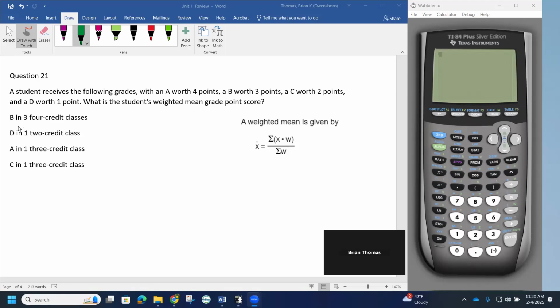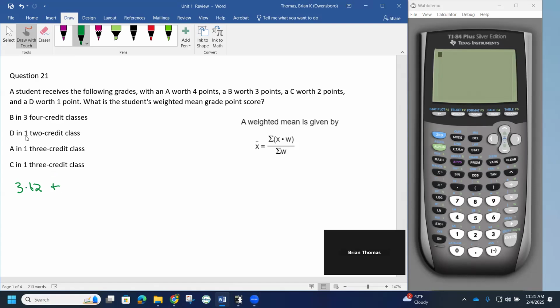So the B's are our data. We got B's and D's and A's and C's. But notice how the B, even though it's worth 3 points, if you will, how many B's do we actually have? So notice how it's a 4 credit hour class. So that means you have to count that 12 times. So essentially, those 4 credit classes have a weight of 12 because there's 4 credit hour classes. That's going to create a sum of 12 there. So your B is going to be worth that much.